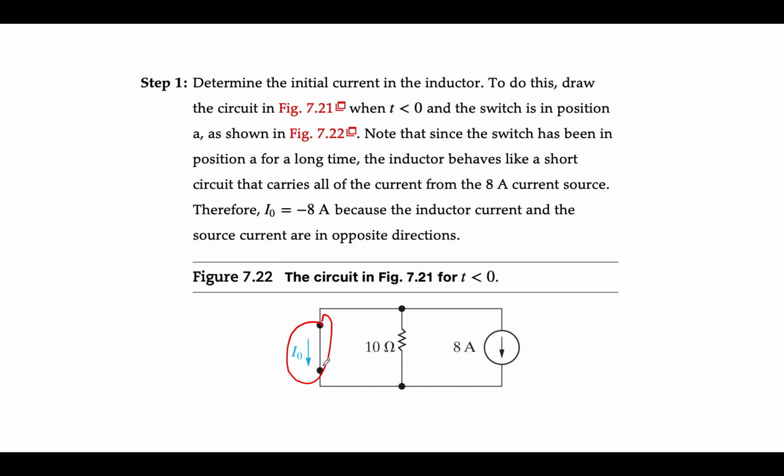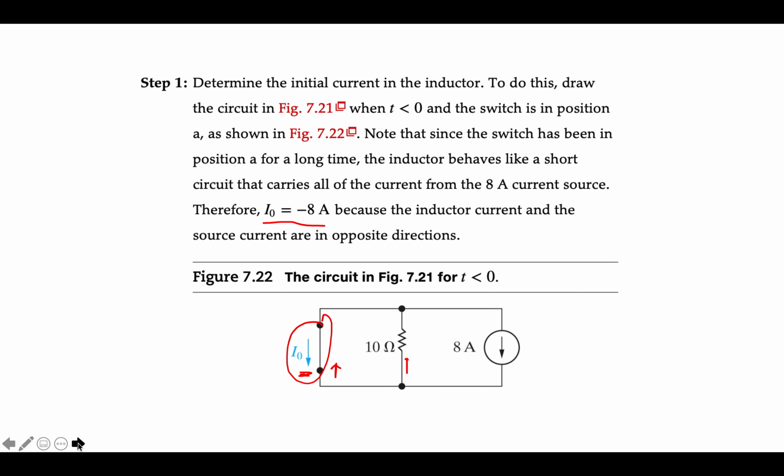The inductor looks like a short because it's been sitting for a long time and the transient effects are gone. Because this is a short, when this 8 amps divides, nothing will go through the resistor, and 8 amps will go through the short in the bottom to top direction. So because of the direction in which I sub 0 was originally sketched in the circuit, we need to stay with that. So I naught is equal to minus 8 amps. So that's your initial condition on the current in the inductor.